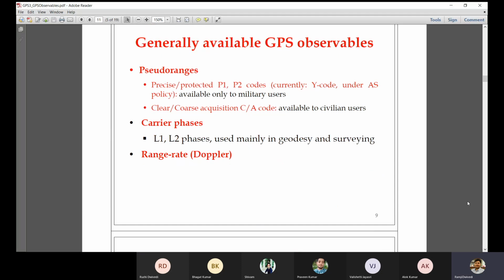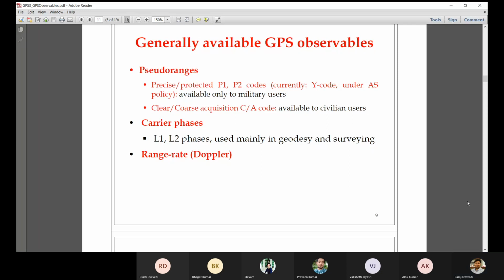So generally available GPS observables are pseudo ranges, precise protected P1 and P2 codes, currently Y code under AS policy, anti-spoofing policy, which is available only to military users. We are not military users, so we cannot access the P1, P2 codes. However, we can access the clear acquisition or coarse acquisition CA code, which is available to civilian users. And the carrier phases, which is L1, L2 phases, used mainly in geodesy and surveying.